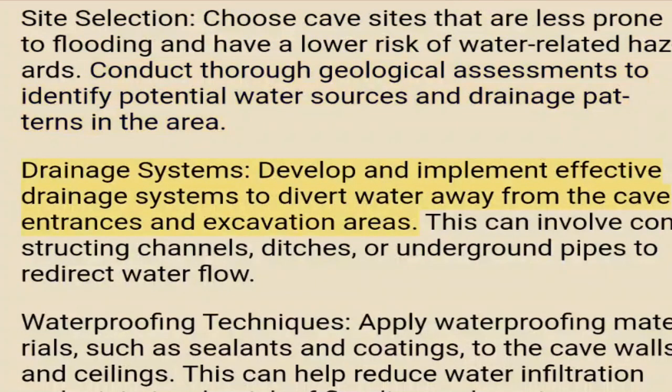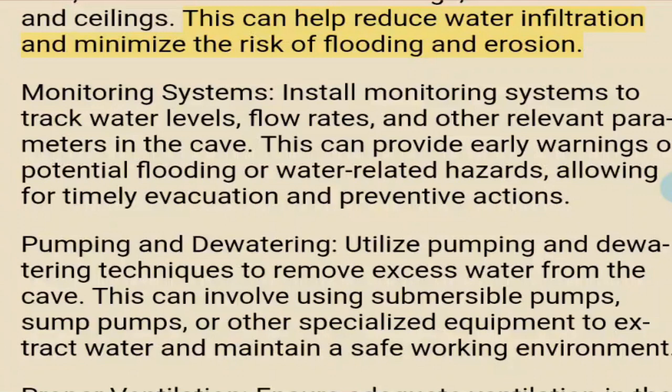Drainage systems. Develop and implement effective drainage systems to divert water away from the cave entrances and excavation areas. This can involve constructing channels, ditches, or underground pipes to redirect water flow. Waterproofing techniques. Apply waterproofing materials, such as sealants and coatings, to the cave walls and ceilings. This can help reduce water infiltration and minimize the risk of flooding and erosion.